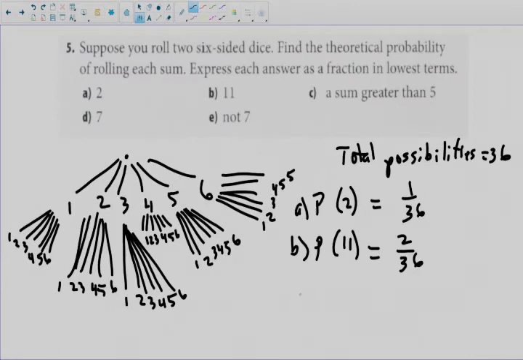For C, a sum greater than 5. Again, I'm going to use the greater than symbol here.